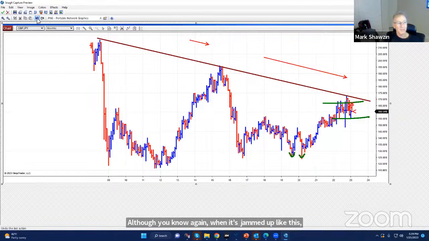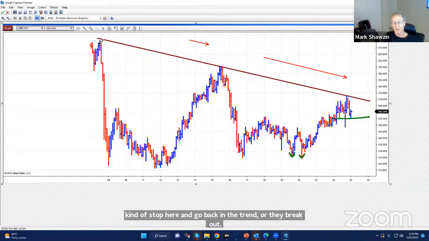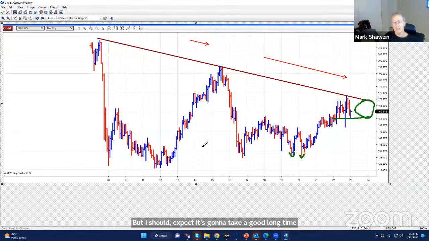So bottom line is euro yen and pound yen are probably going to be very wild in a range, vacillate around a lot, and we'll have to see if they just stop here and go back into the trend, or they break out. But I suspect it's going to take a good long time to fill this in.